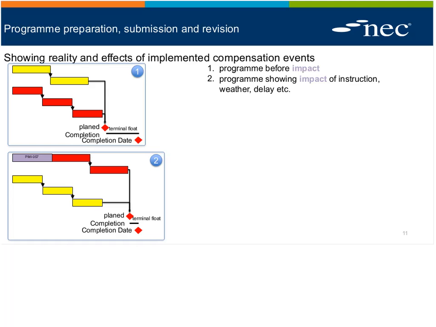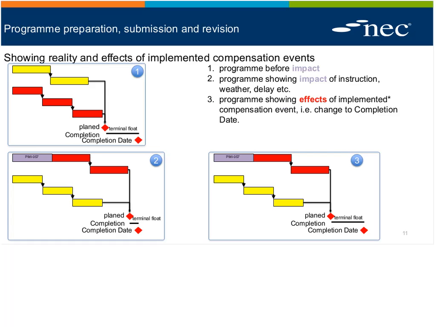I sort of fall into the camp of making sure your program's realistic. So I think you can show the impacts of reality on the program, so that it's realistic. I think the program should show the impact of an instruction or the impact of a weather effect or delay, but certainly not a movement to the completion date. The program submission and acceptance procedure is not in any way prejudicing the compensation event process.